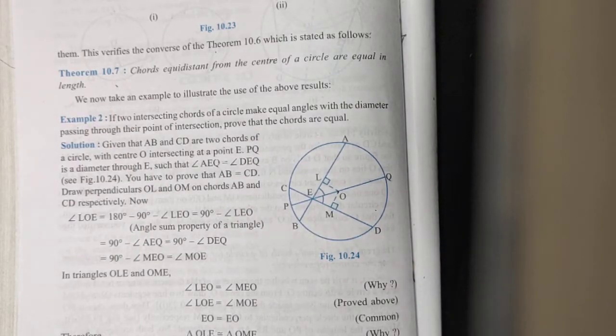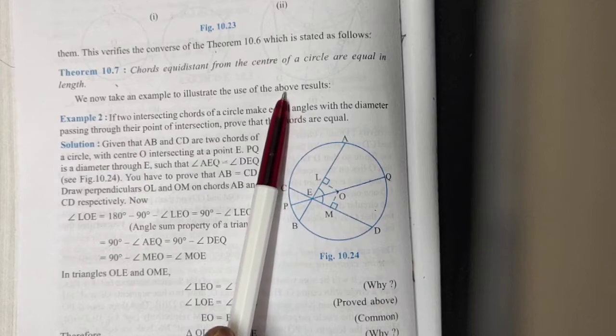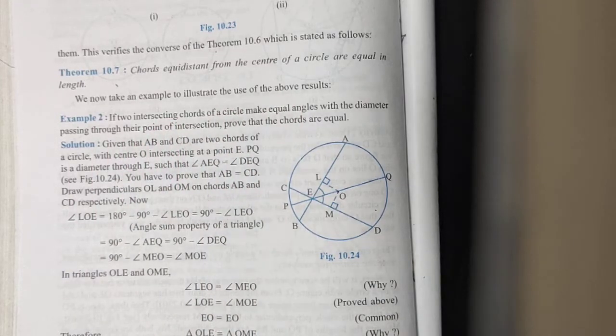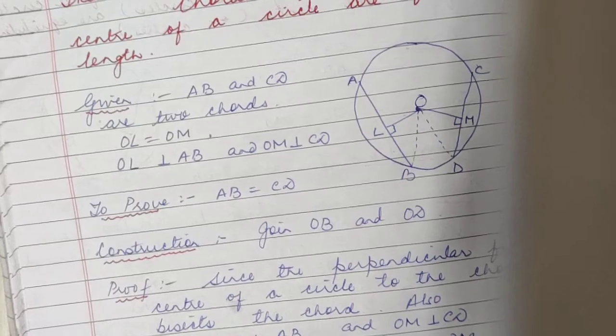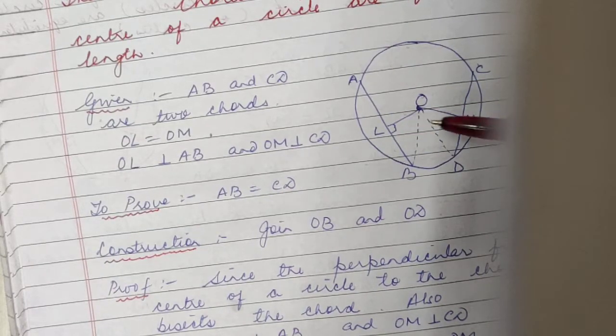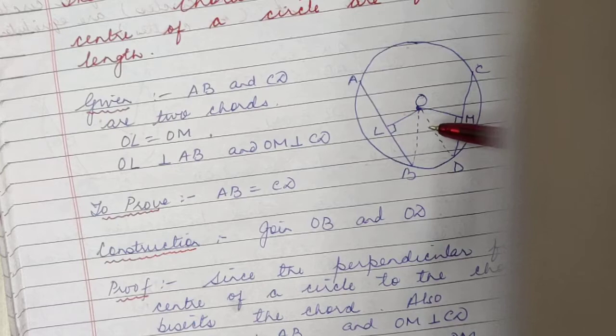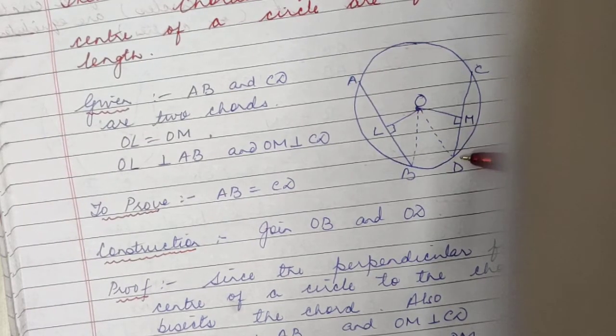Now, let us do theorem 7. Chords equidistant from the center of a circle are equal in length. This is just the converse of theorem 6. So what is given? Sorry, it is given that AB and CD are chords. It is not given that they are equal. We have to prove that they are equal. It is given that OL and OM are equal, means the chords are at equal distance from the center. OL is perpendicular to AB and OM is perpendicular to CD.